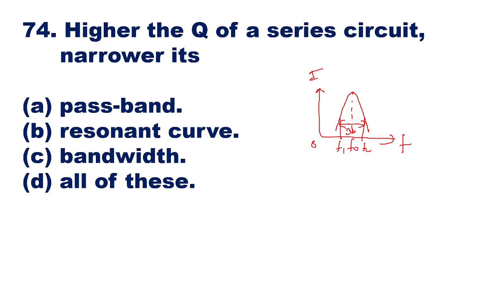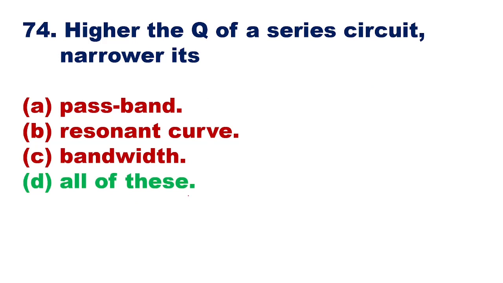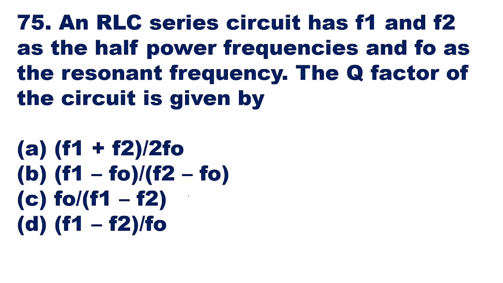So the higher the Q of a series circuit, the narrower its bandwidth, pass band, or resonant curve will become. This will become narrow as the Q factor goes on increasing. So the pass band, resonant curve, and bandwidth all become narrower. So all of these is the correct answer. Option D is the right answer here. Then we'll go to the next question.